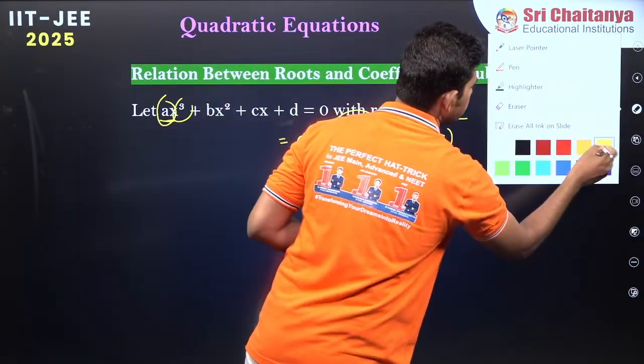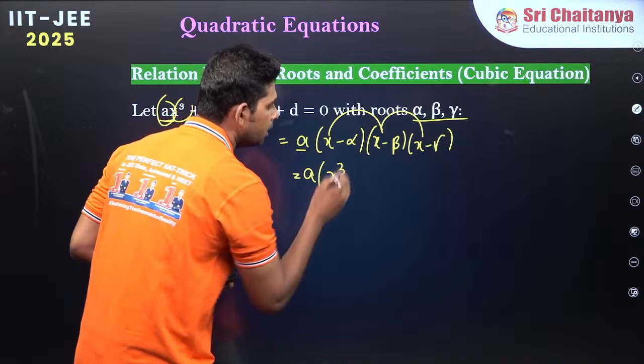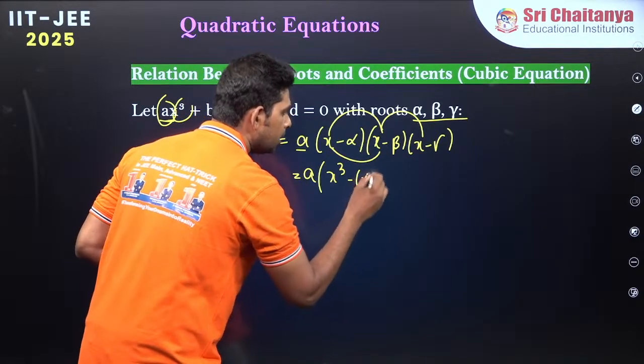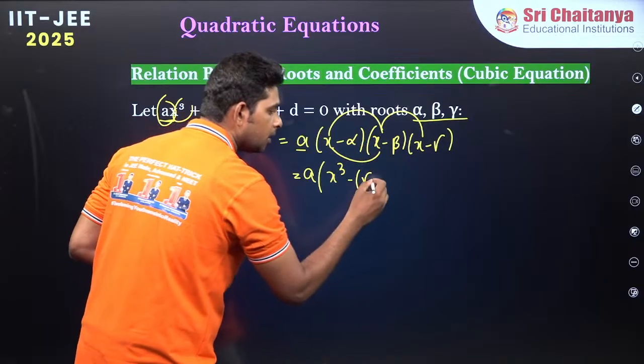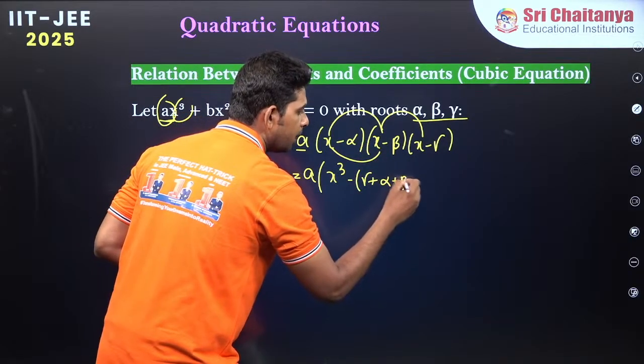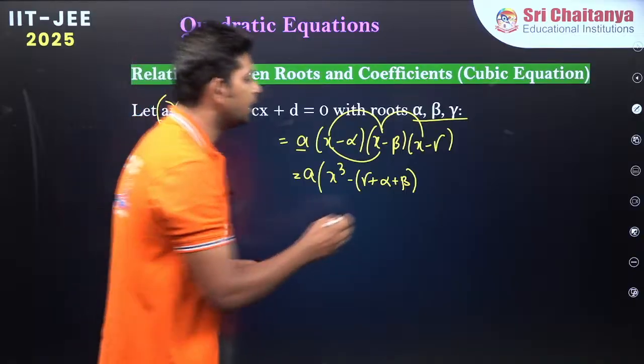After that, I am trying to find the x square coefficient. You can see x into x, x square into minus gamma. So minus gamma, again x into minus alpha, that is plus alpha, and x into minus beta. So minus already I have taken, that is going to be beta x square.